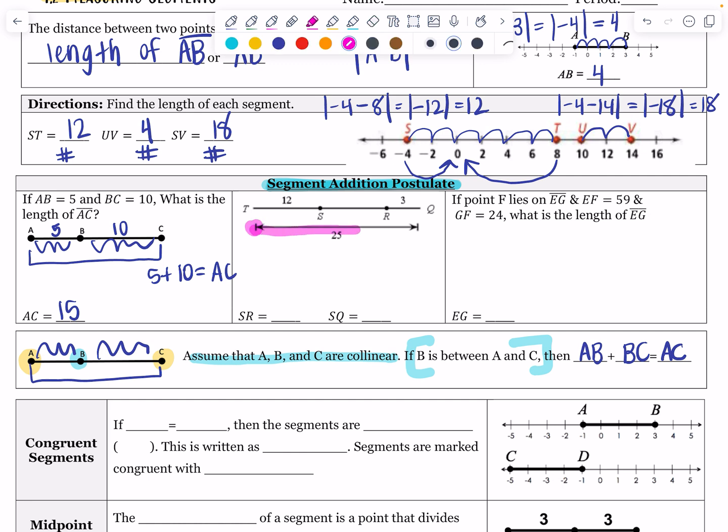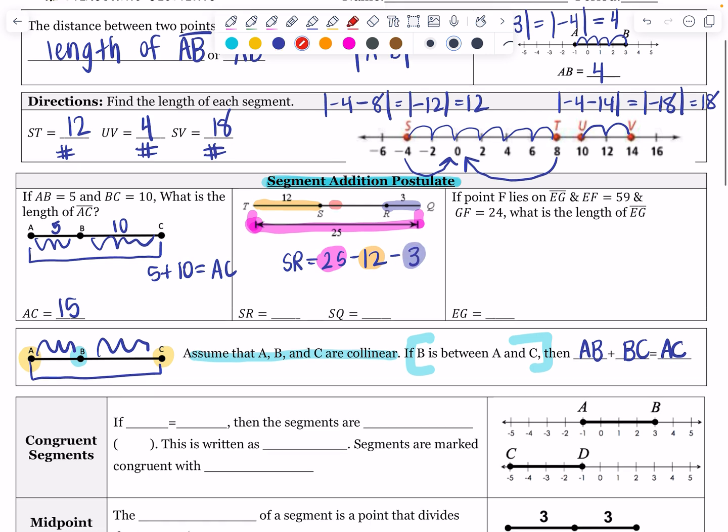from T all the way to Q, if that whole thing is 25, and this little orange piece is 12, and this little blue piece is 3, how do I use that to find S to R, which is that unknown length? I can do 12 plus the little piece SR plus the 3 should add up to the 25. So I know that to find SR, I can take the whole thing, which is 25, and subtract off what I've spent at orange and at blue. So I took the pink amount, 25, and I subtracted what I spent at orange and what I spent at blue in order to find my unknown piece, which I'm going to do in red.